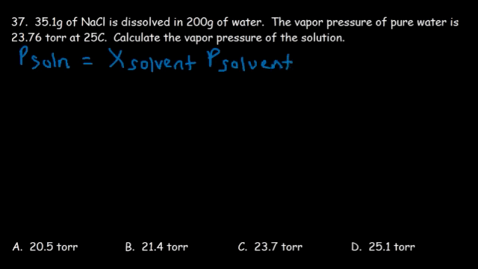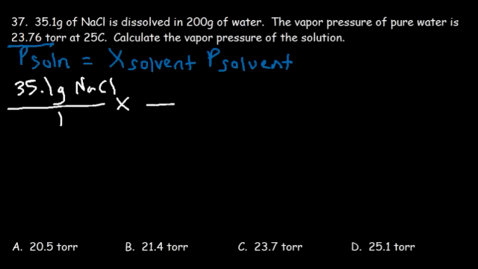Now, we already have the vapor pressure of the solvent. For pure water, it's 23.76. But what we need is to find the mole fraction of the solvent. So let's convert everything into moles. So we have 35.1 grams of sodium chloride. And the molar mass for NaCl, for Na it's about 23, and for chlorine it's about 35.45. So that gives us a molar mass of 58.45 grams.